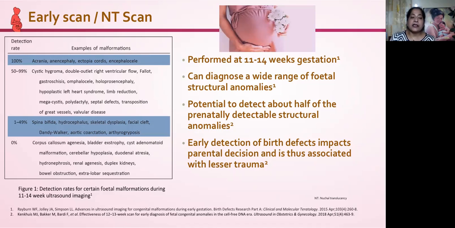And the conditions which it cannot detect are corpus callosum agenesis, bladder exstrophy, cystic adenomatoid malformation, cerebellar hypoplasia, duodenal atresia, hydronephrosis, renal agenesis, duplex kidneys, bowel obstruction, and extralobar sequestration. It may be noted that these anomalies may develop later on, and therefore a repeated scan in the second trimester and late second trimester is essential for identification of some of these anomalies.